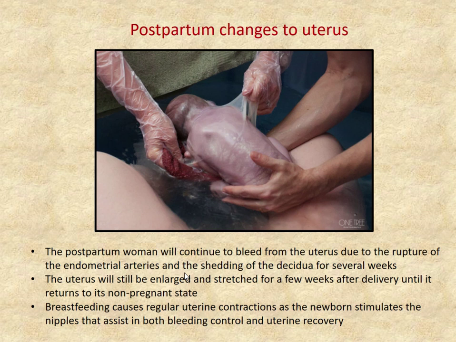And the uterus doesn't just immediately return to its original size. It's still enlarged and it's stretched, and it'll take several weeks for the uterus to return back down to its non-pregnant state. And then, like I mentioned, breastfeeding does cause regular uterine contractions, and that helps stimulate uterine constriction and help keep those spiral arteries constricted to decrease bleeding.